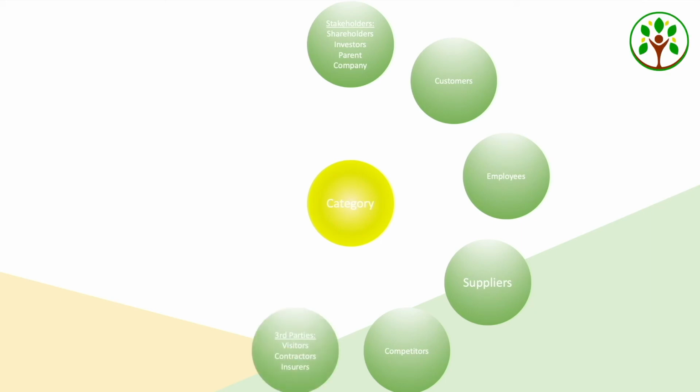Category 6, third parties. This includes visitors to your site, contractors and subcontractors you might use, and insurers of any policies you have to have.